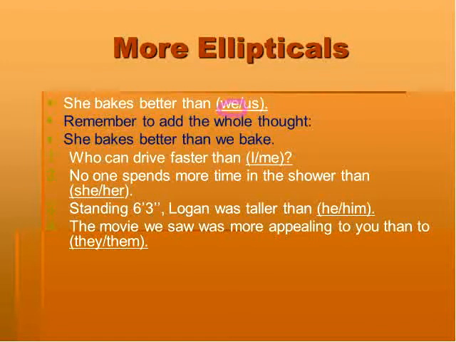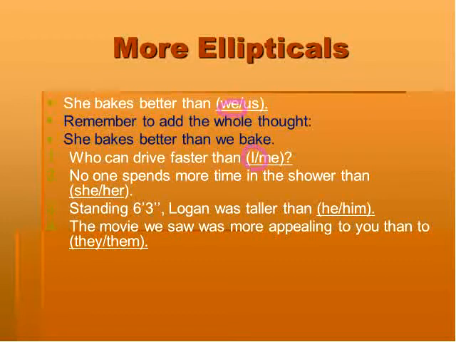So, again, okay, let's work on these together then. 1, who can drive faster than, how am I going to finish it? We're doing the elliptical, going back. What are we referring to? What's the verb here? Drive. Okay, so who can drive faster than I can drive? That would make sense. So it would be I. It's not who can drive faster than me can drive. Okay? So that's elliptical. You're trying to think around it. Go back to your original subject and verb.